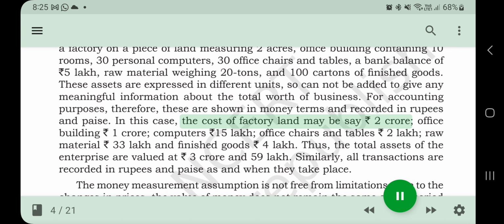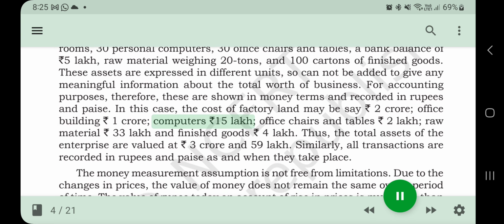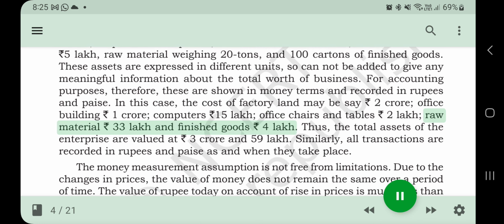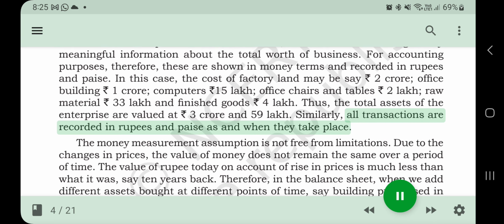In this case, the cost of factory land may be say 2 crore. Office building 1 crore. Computers 15 lakh. Office chairs and tables 2 lakh. Raw material 33 lakh and finished goods 4 lakh. Thus, the total assets of the enterprise are valued at 3 crore and 59 lakh. Similarly, all transactions are recorded in rupees and paise as and when they take place.